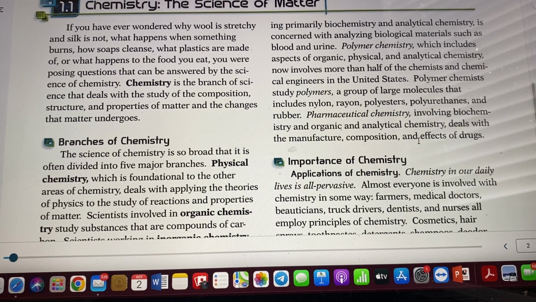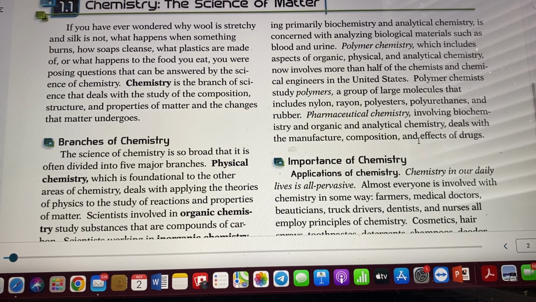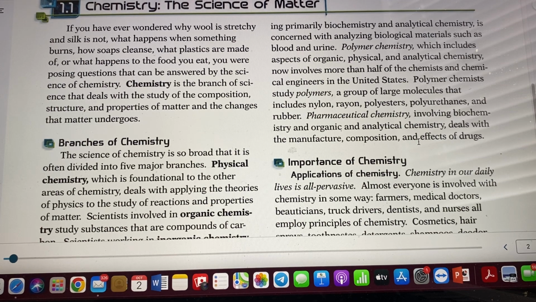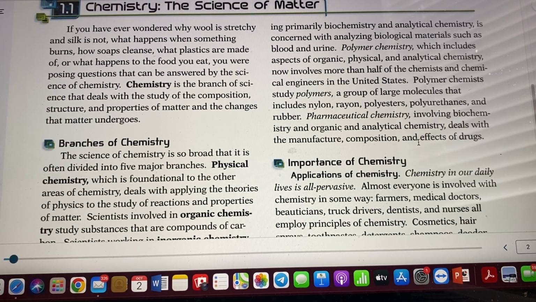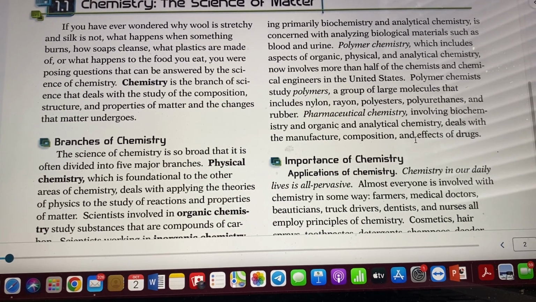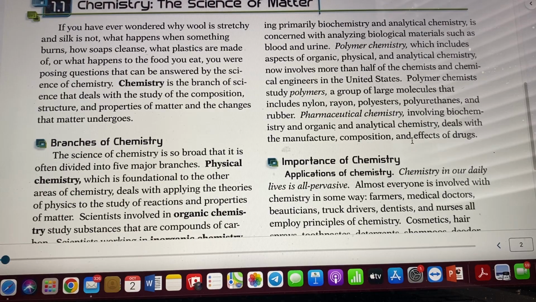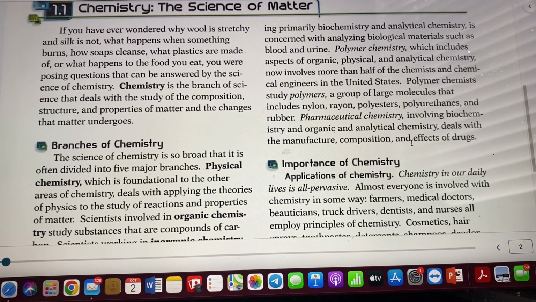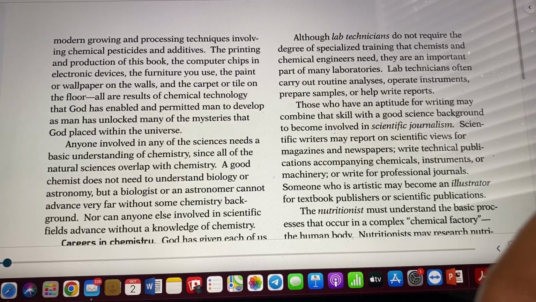Pharmaceutical, I should say, and that combines biochemistry and organic chemistry. Pharmaceutical would be the manufacture and composition of drugs, like a pharmacist. Pharmaceutical chemistry has to do with drugs. And so now let's talk about the importance. So let's go on to this next page. Let's look at the pictures here.